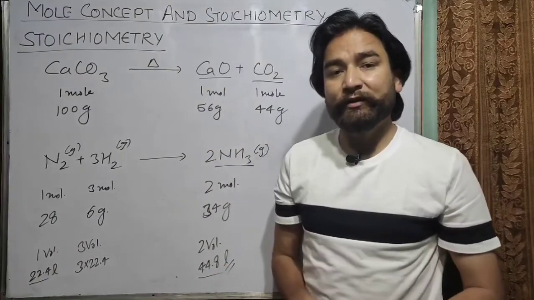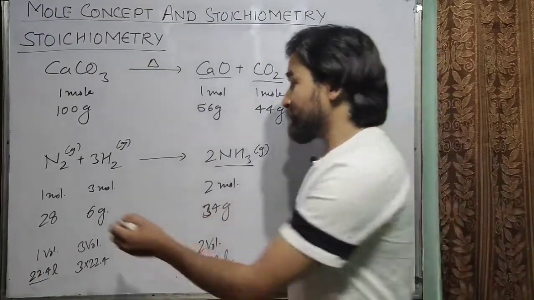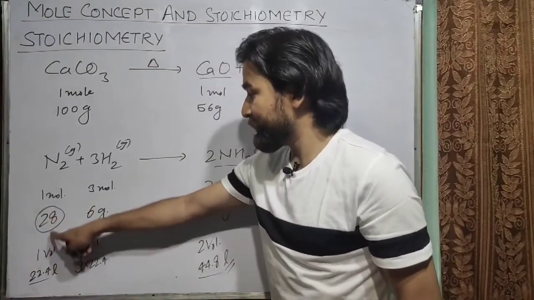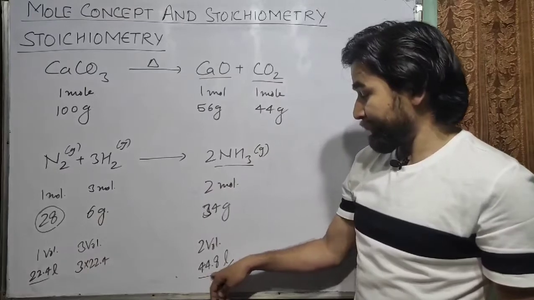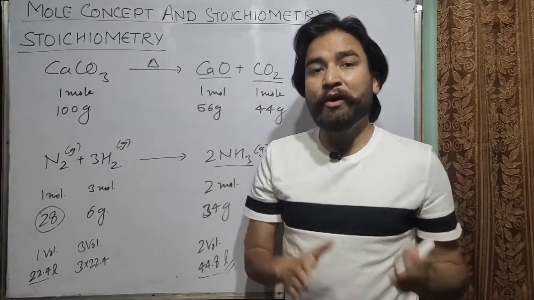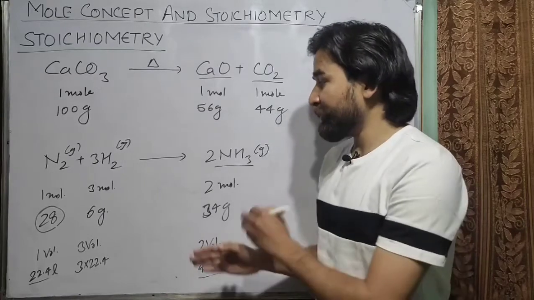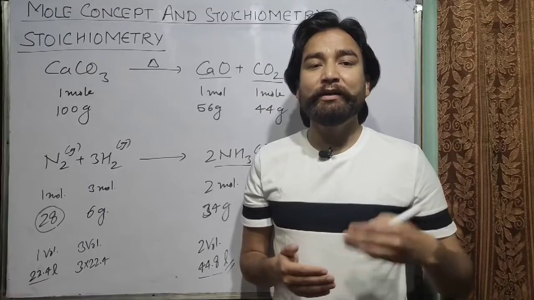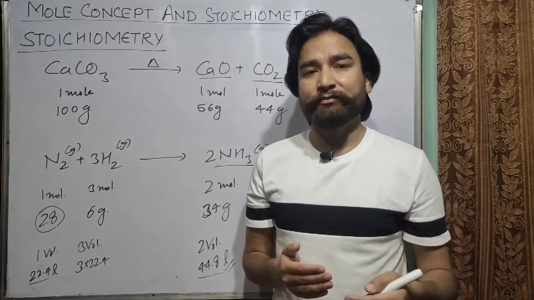So hope you have understood. Now you can also see that 28 gram, which is the volume of 22.4 liter, will also give 44.8 liter of ammonia. So hope you have understood the relationship. Now from here we can calculate how much volume of ammonia can be formed with a particular amount of nitrogen and hydrogen.